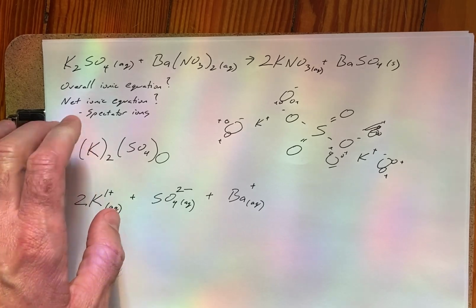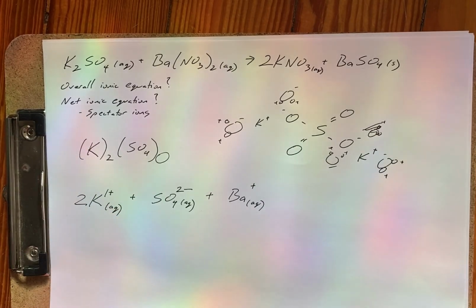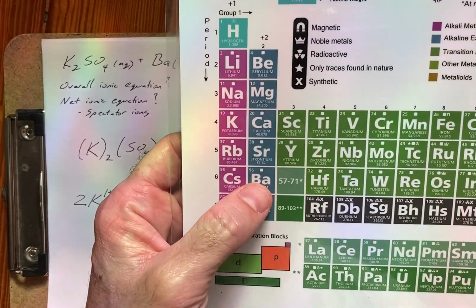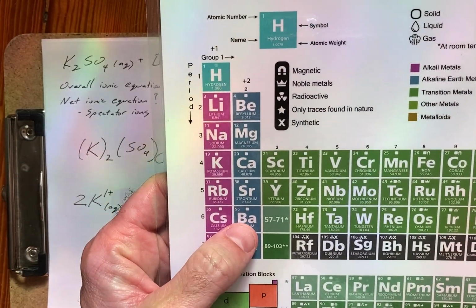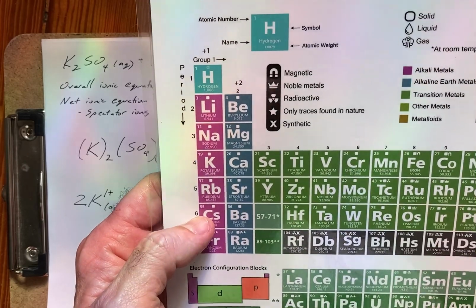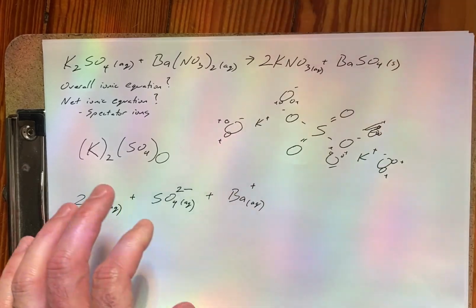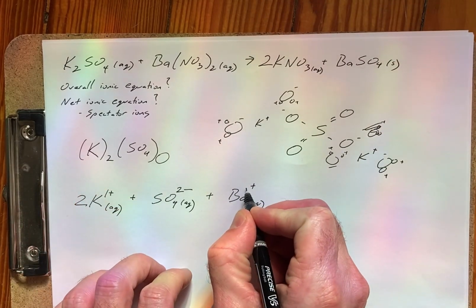How big is that charge? Well, you can use Google. You can use your periodic table and say, oh, barium right here, I know that my group 2 elements want to lose 2 electrons from their valence shell, which will cause it to have a +2 charge. You can figure it out that way, +2.